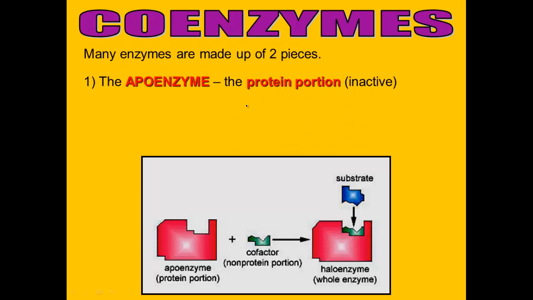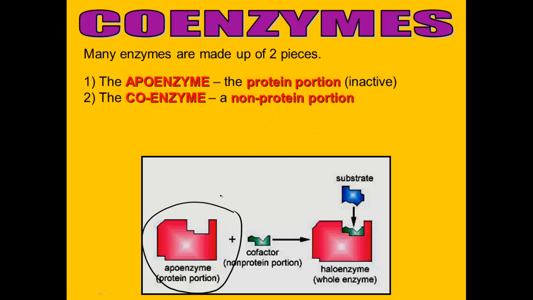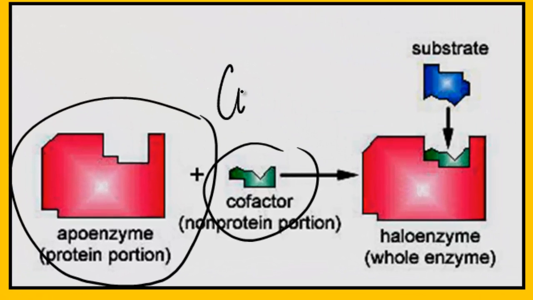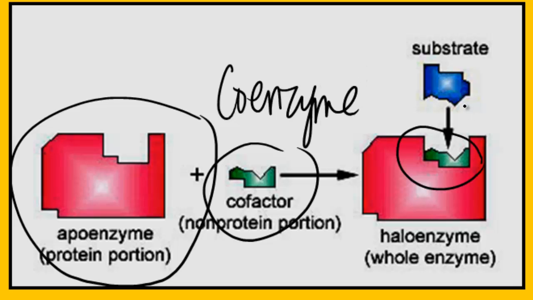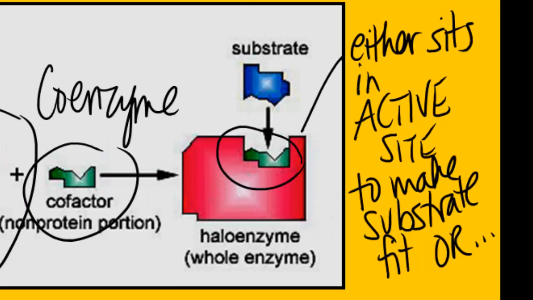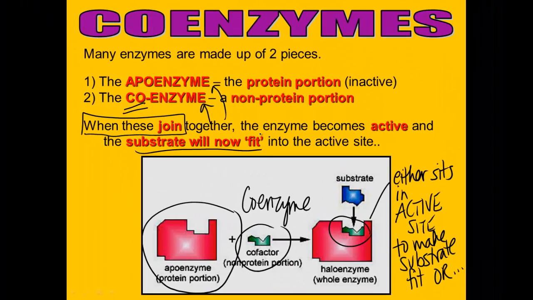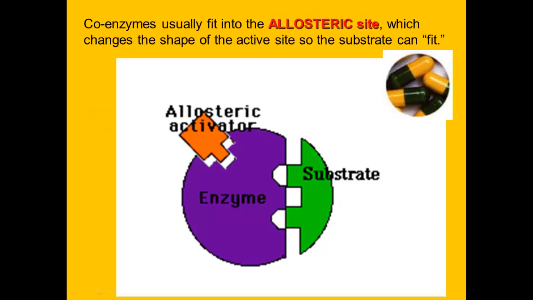There are two parts of the enzyme. One part is called the apoenzyme. That's the part that we've been talking about so far. The other part is called the coenzyme. It's not a protein. It's called either a cofactor or a coenzyme, and it's usually a vitamin. What it does is it will join either the active site or a different site, and it helps the substrate fit into the enzyme exactly perfectly right. When the apoenzyme and the coenzyme join together, it basically activates the enzyme, makes it ready to do its job.